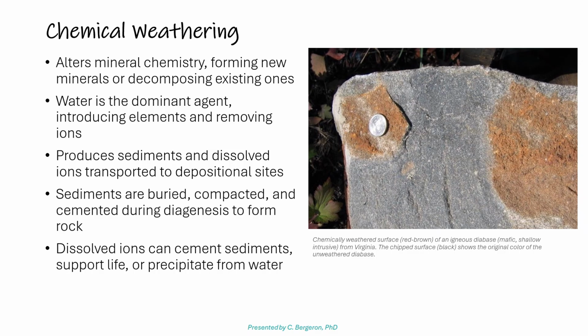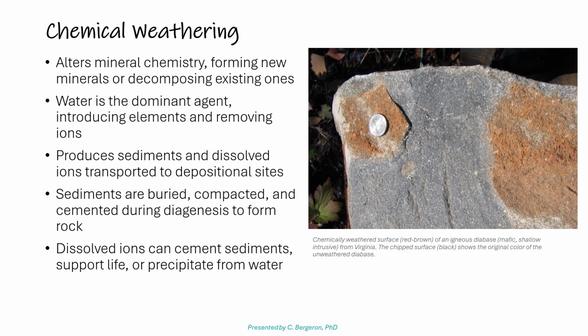And the dominant agent involved in both physical and chemical weathering is water, because water is a universal solvent, and water acts as an agent of change, both introducing elements that can interfere with the chemistry of the exposed minerals, and also acting as a flux that physically removes weathered rock material and ions, and can transport it out of that area or that system.